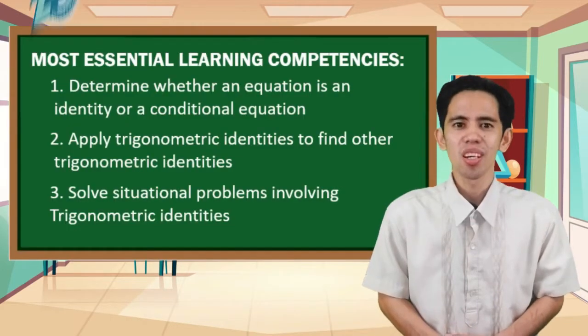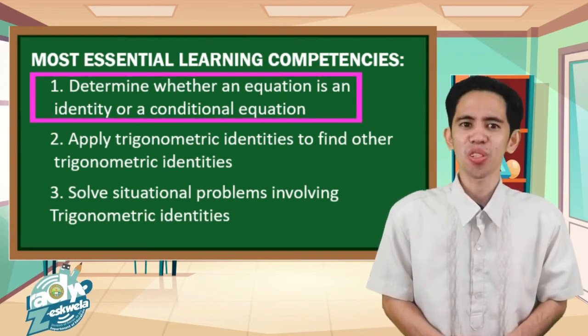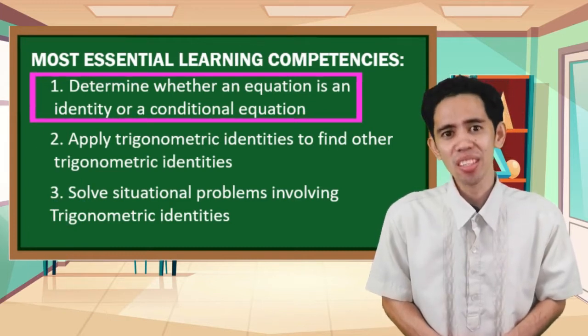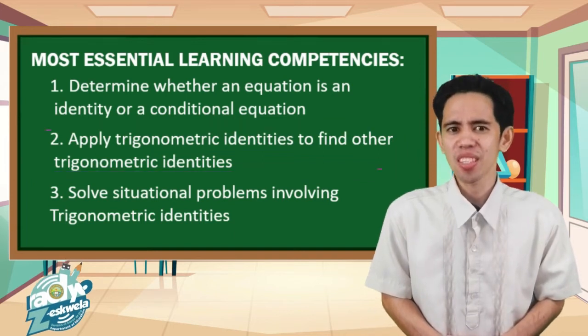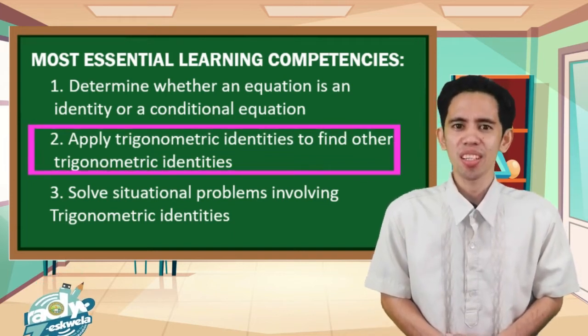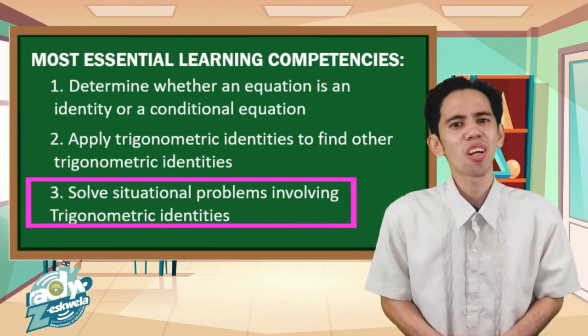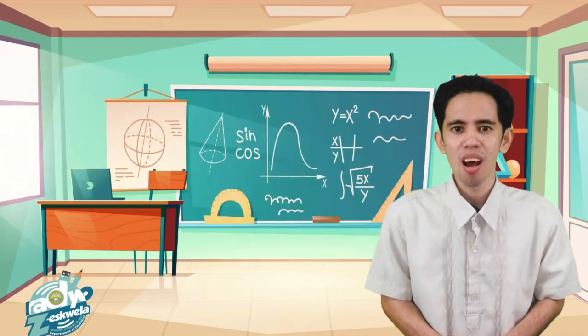In this topic, you'll be able to learn how to determine whether an equation is an identity or a conditional equation. Second, apply trigonometric identities to find other trigonometric identities. And lastly, solve situational problems involving trigonometric identities. All of these objectives will be achieved today because I know you're doing your best.